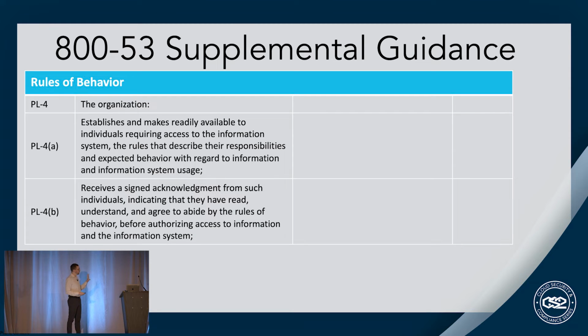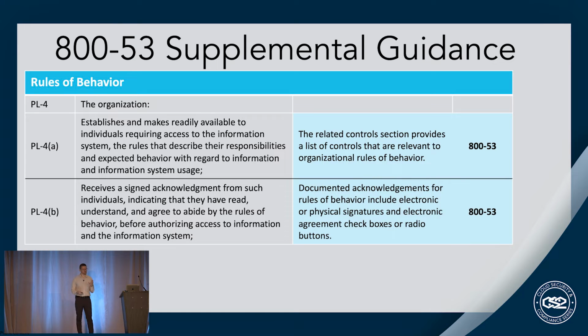Well, we've got 2 parts here, Part A and Part B. These are called subparts of the control. And the first thing we have to do is just make available a rules of behavior document that describes what people's responsibilities are in the system, et cetera, and then we need a signed acknowledgement. Now, if we took the supplemental guidance for this control that's just right underneath the control description in 853, we'd see a couple of things.